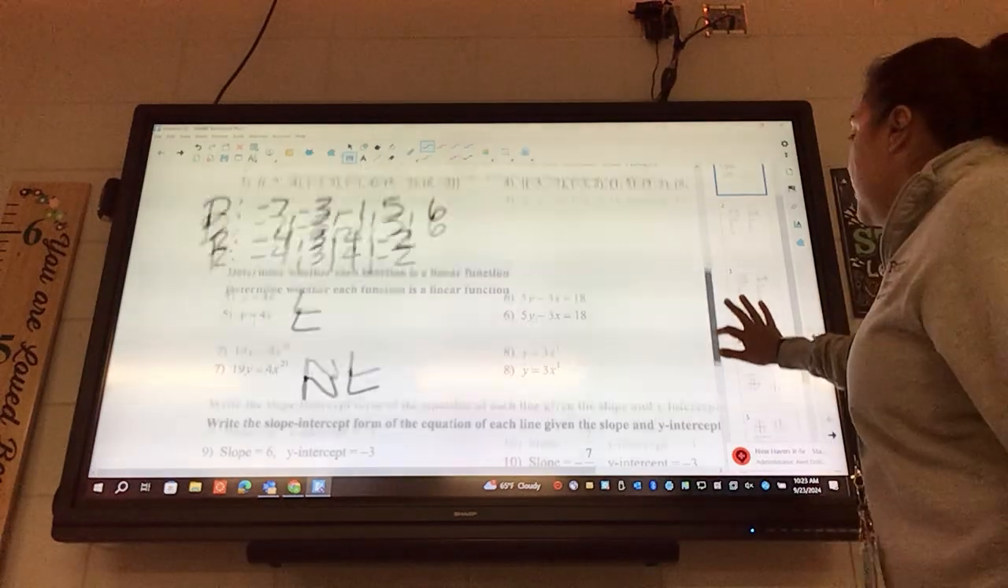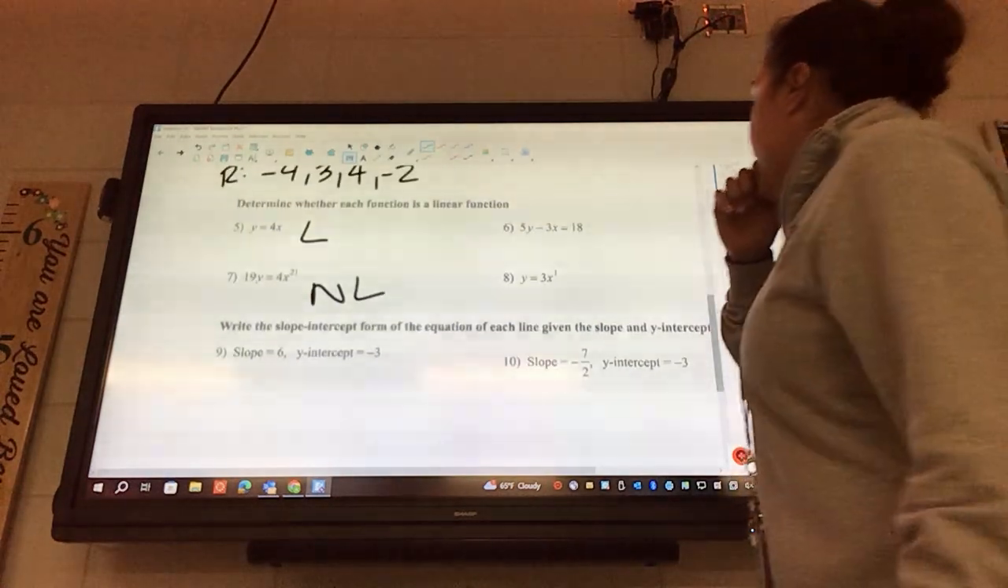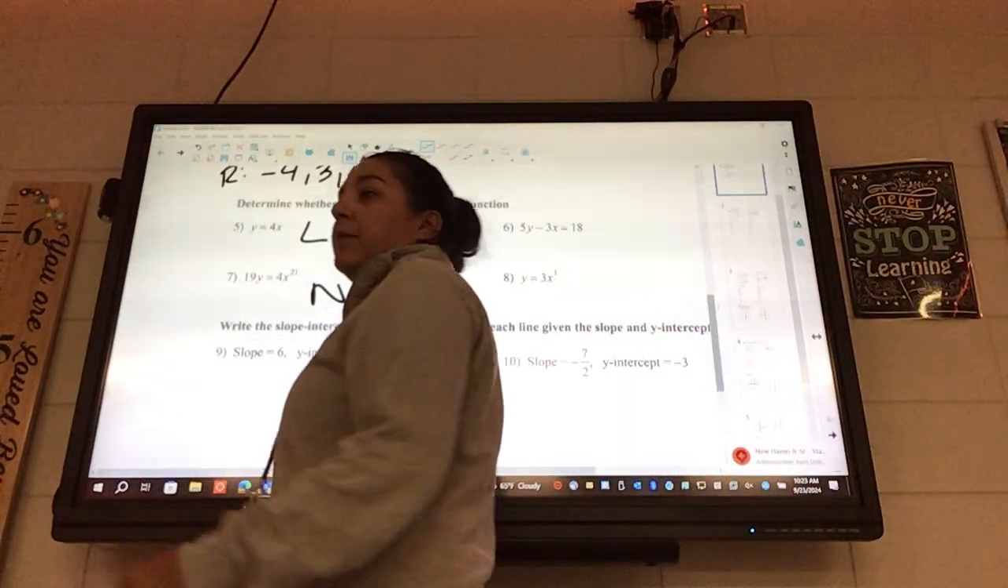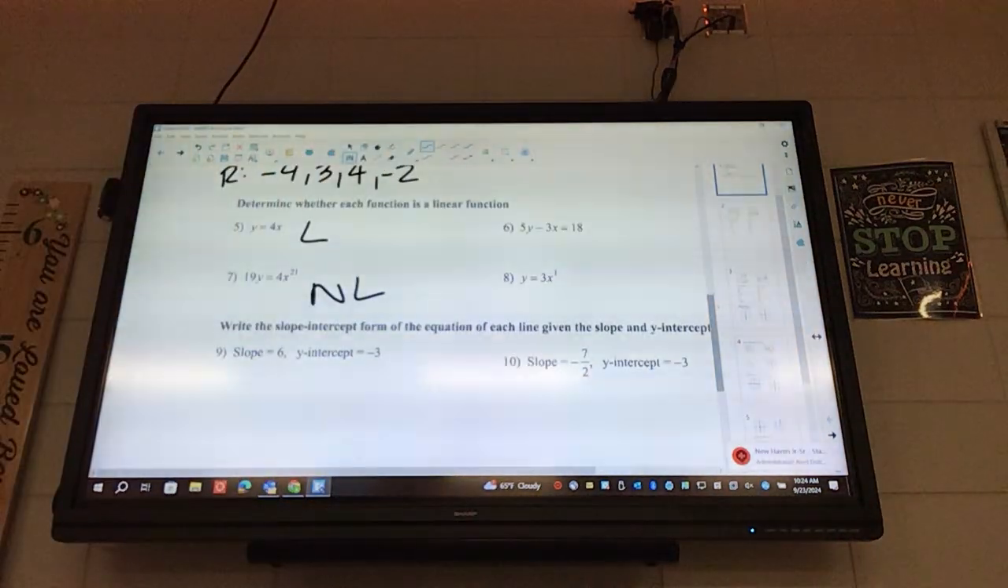Okay, number 9 says write the slope-intercept form of the line. It's going to look like what formula? Y equals mx plus b.